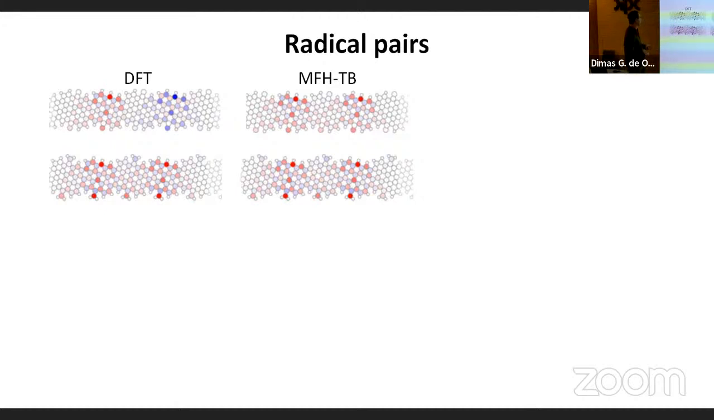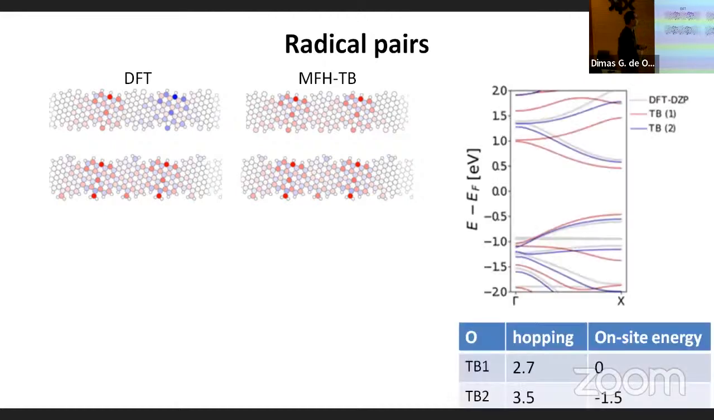But then in this case, you see that both DFT and mean-field-Hubbard tight binding agree on this more intuitive scenario in which if you have the defects on the same side, they align ferromagnetically. So the reason for these defects to align antiferromagnetically is somehow univocally related to this different chemistry of the oxygen atom.